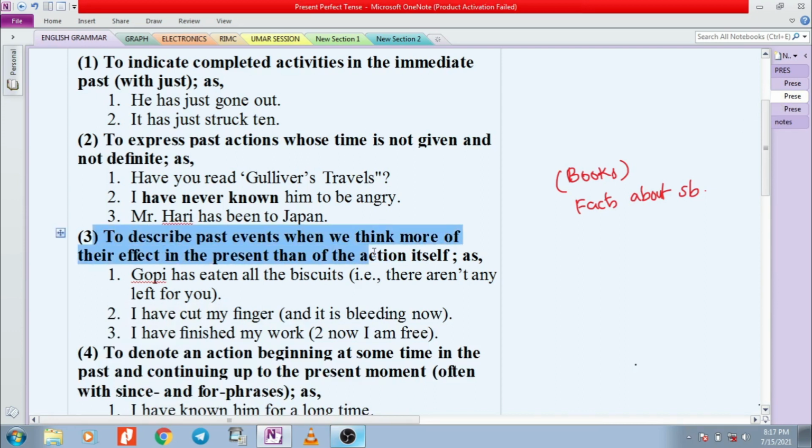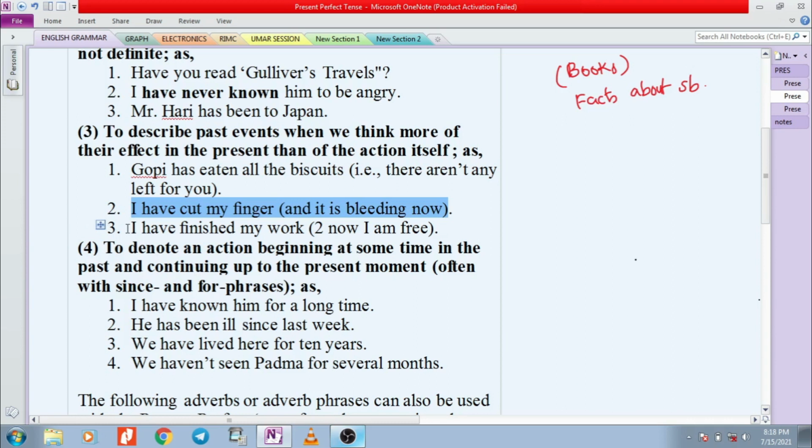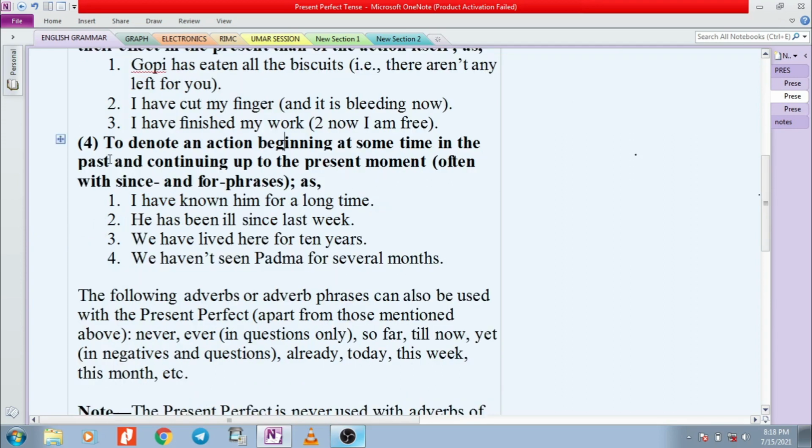Rule 3. To describe past events when we think more of their effect in the present than of the action itself. Gopi ate all the biscuits. I have cut my finger. So the effect is there aren't anything left for you now. Gopi had already eaten the biscuits. I have cut my finger and the effect is it is bleeding now. I finished my work. I mean to say that I am free now. So we concentrate only on the after effects.